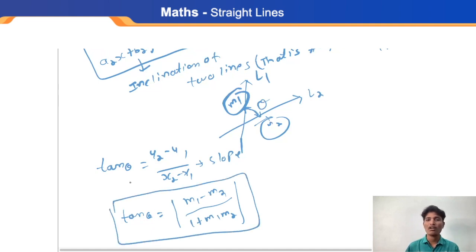Suppose there are two straight lines, 3x plus 3y is equal to 5 and another straight line 3x plus 6y is equal to 3.